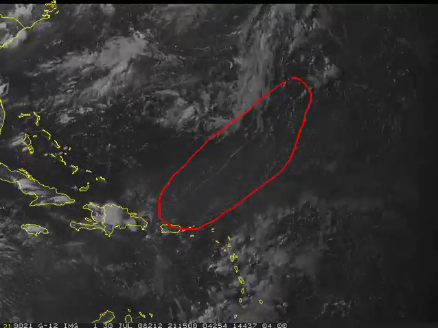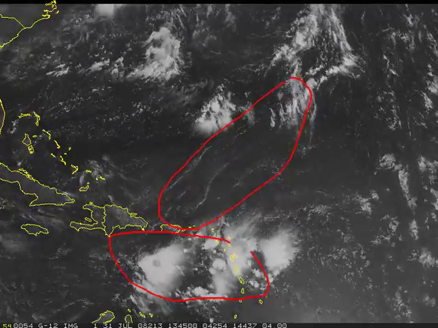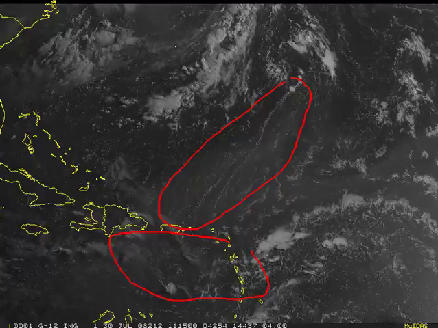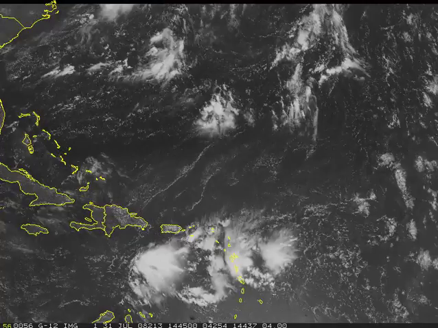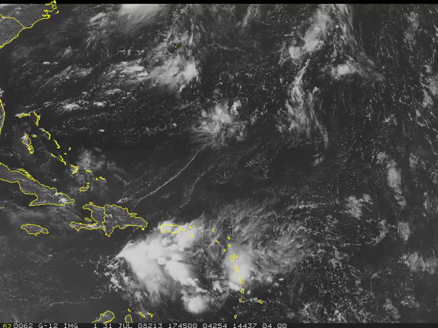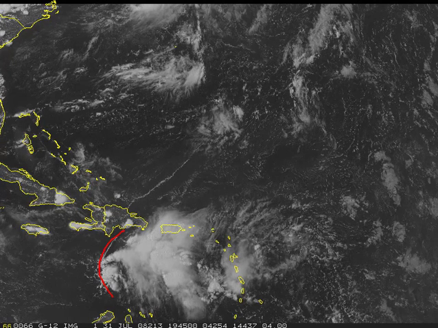Near the end of the loop, we observe an arc line associated with outflow from thunderstorms west of the Antilles. I'll go ahead and stop the loop and highlight that. Here's the convection of interest right here, and then we see an arc line emanate out towards the west, on the west side of the convection right here.